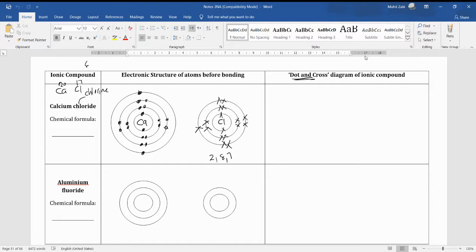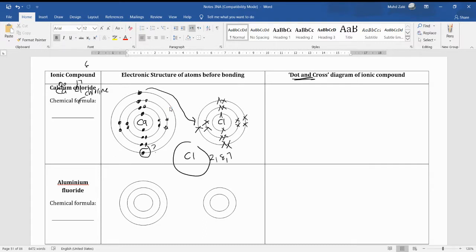Now, calcium here has 2 electrons in its outermost shell. So it needs to lose these 2 electrons in order to obtain the full electronic shell. So it will lose this electron to give to chlorine. Now, chlorine has 7 outermost electrons, but it only needs 1. So, what happened to this? Okay, so you need to introduce another chlorine atom.